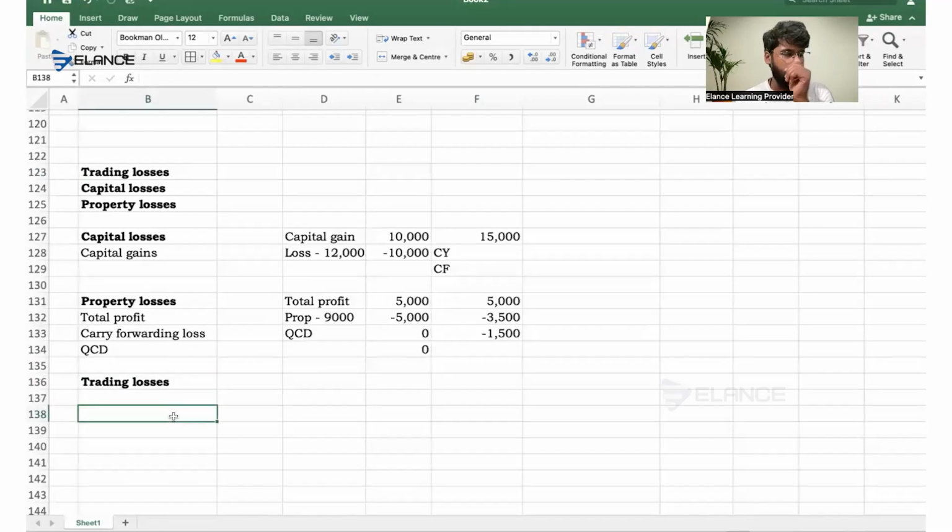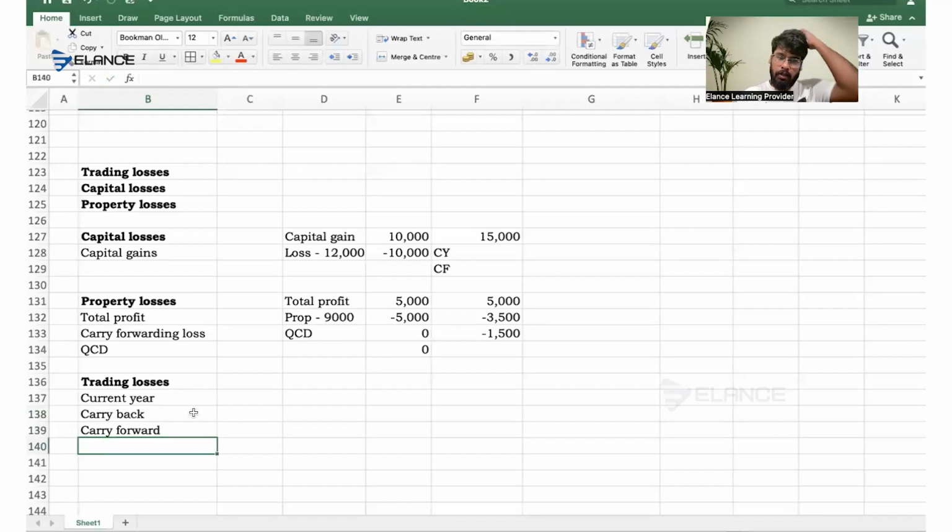Under the trading loss, we can carry forward the trading loss. There are different types of loss reliefs available for trading losses. We can set off the trading losses from current year's total profit, and if the loss is still unrelieved, we can carry back the losses, and we can also carry forward the losses. So these are the three ways of relieving the trading losses from the total profit.